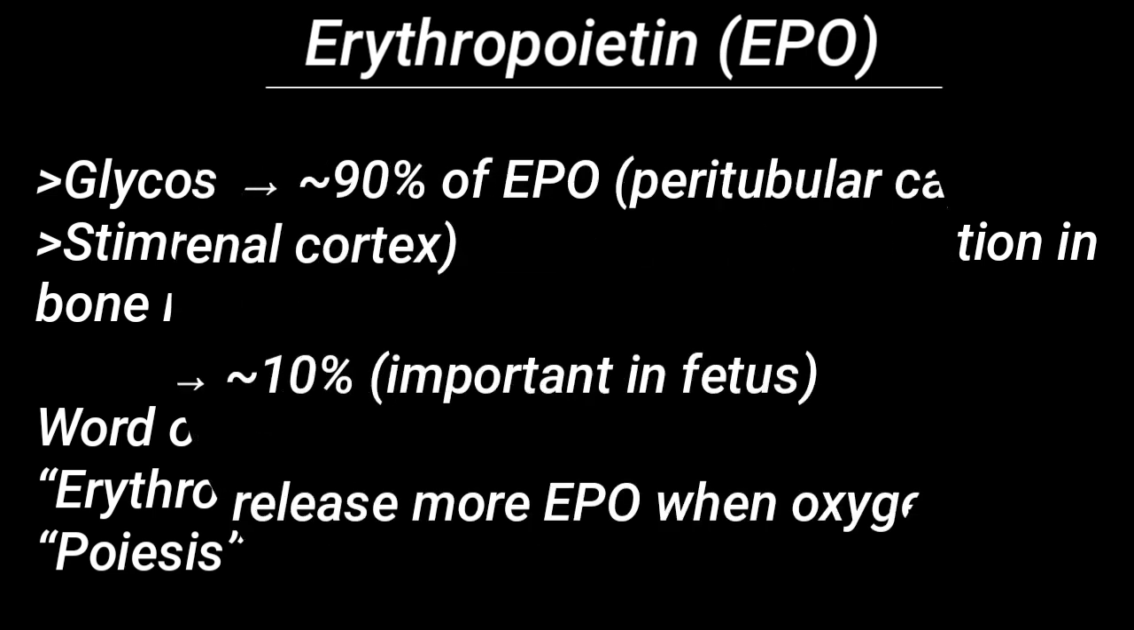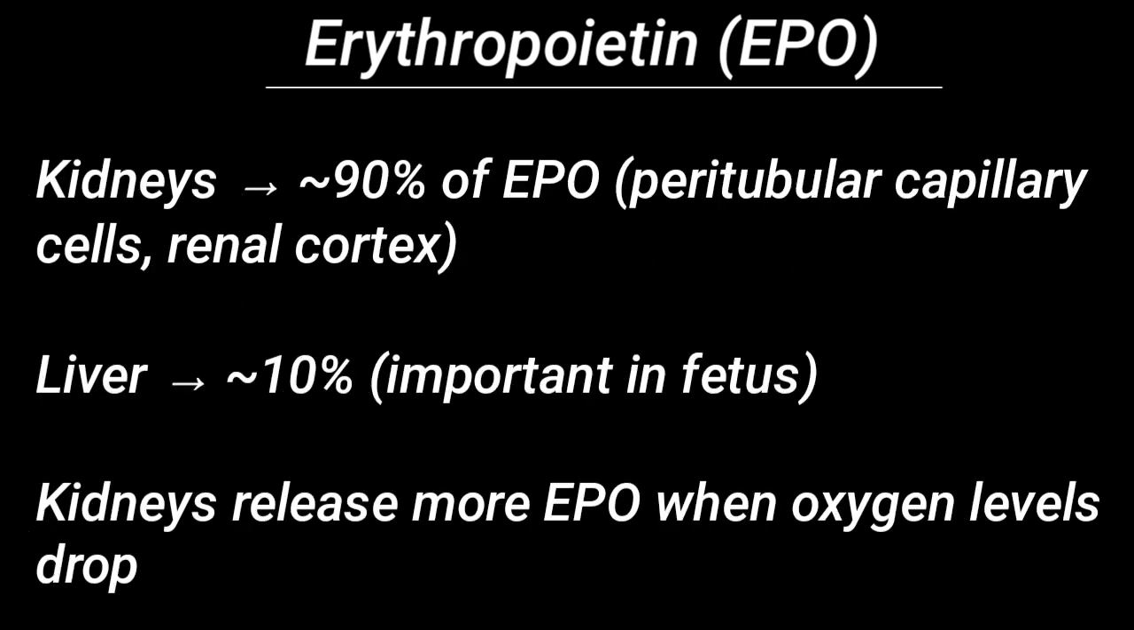Now let's move over to the site of production. So where is erythropoietin made? The main site of erythropoietin production is in the kidney, specifically in the specialized cells of the peritubular capillaries in the renal cortex. So about 90% of erythropoietin comes from the kidneys, while the remaining 10% is produced by the liver, especially during fetal development.